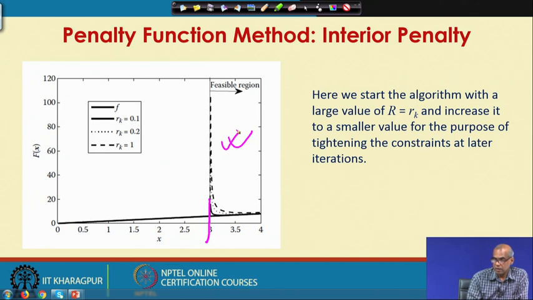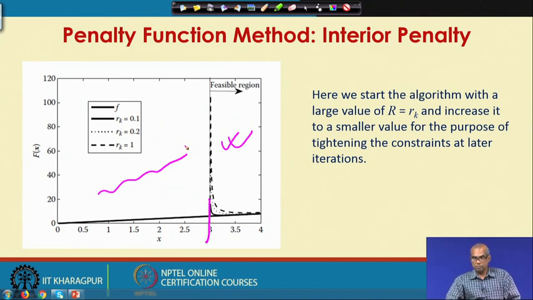In case of exterior penalty function method, we approach the optimum while always remaining within the infeasible region. So, we approach the optimum from the infeasible region. And in case of exterior penalty method, we start with a smaller value of the penalty term r and increase the value of the penalty term in later iterations.